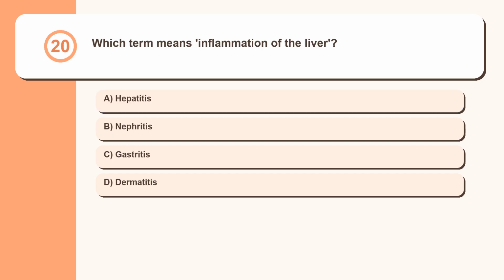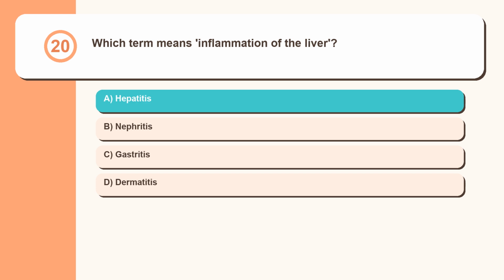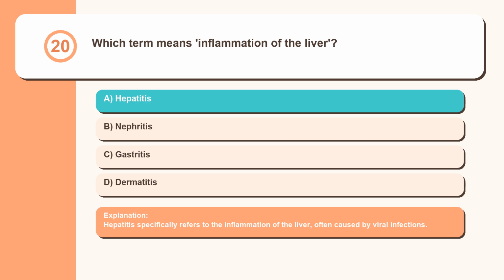Question 20. Which term means inflammation of the liver? Hepatitis, nephritis, gastritis, dermatitis. Hepatitis specifically refers to the inflammation of the liver, often caused by viral infections.